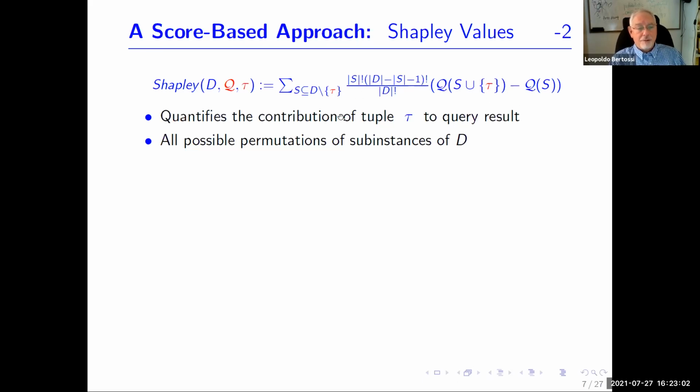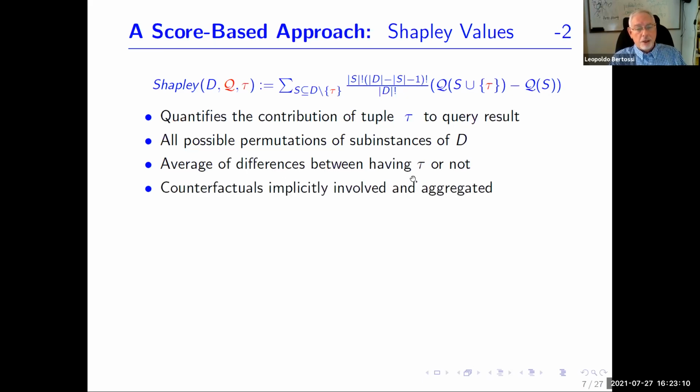So this is the Shapley value they apply to this particular gain function. This is basically an average of the difference between having tau or not. Counterfactual is implicitly involved, and unaggregated, there is an aggregation here.